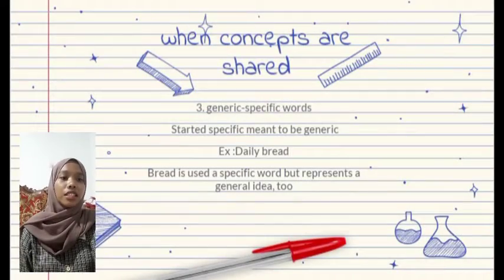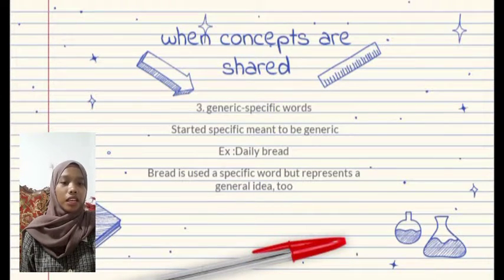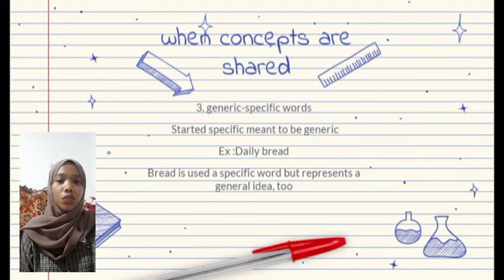And the third is generic-specific words. In generic-specific words, a specific word can mean something generic. For example, daily bread. Bread is used as a specific word but represents a general idea too. So this word bread can be a specific word, but it also has a general meaning in the sentence.